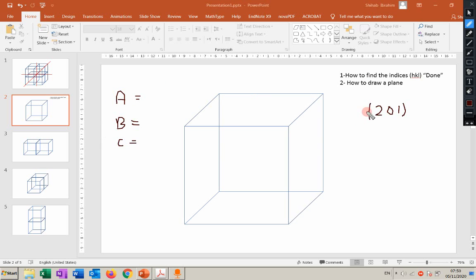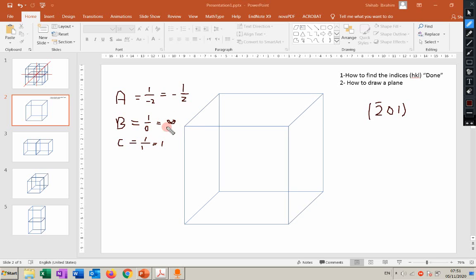1 over, let's say, minus 2. I have some minus inside it. So 1 over minus 2, we have minus 1 over 2. Then we have 1 over 0 here. Now 1 over 0 will be infinity. Then we have 1 over 1 here, which is going to be 1.